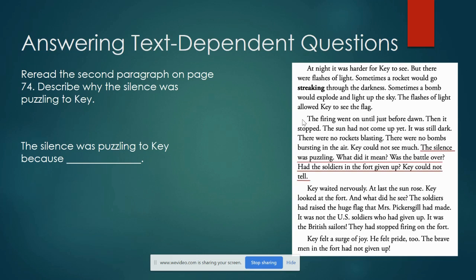So in paragraph 2, we see the silence was puzzling. What did it mean? Was the battle over? Had the soldiers in the fort given up? Key could not tell. And so now is a point where we're going to have to add in an inference, which means our own thinking. We see some of the questions that follow the sentence saying that the silence was puzzling. What did it mean? Was the battle over? Had the soldiers in the fort given up? Key could not tell. And so I would answer that question by saying, the silence was puzzling to Key because he could not tell if the battle was over.